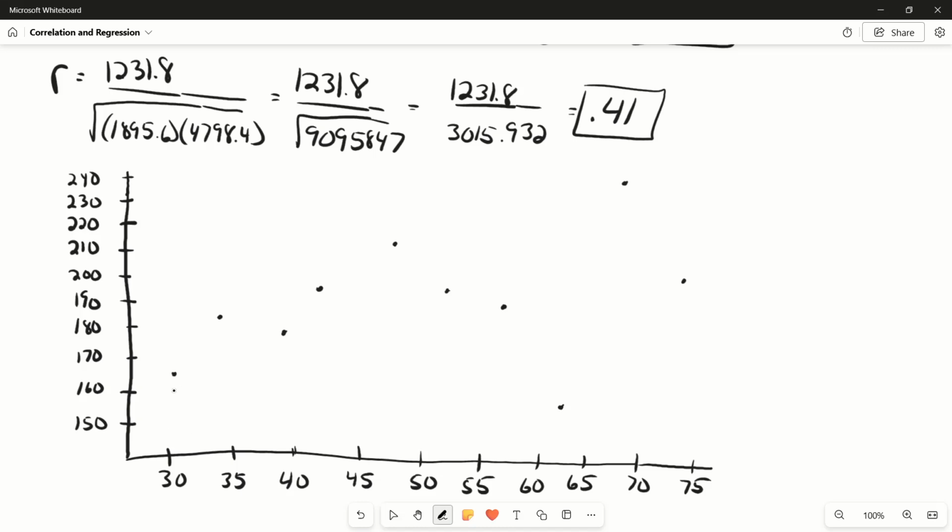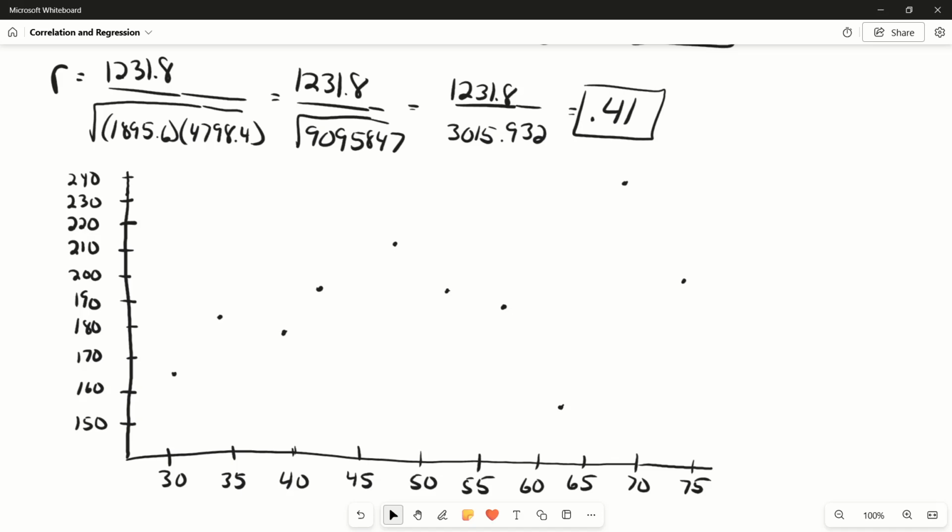As you can see, there is a positive line. If I drew a line that best fits these points, the line would have a positive slope. You do have this point down here, which is kind of pulling it down, and this point up here is kind of pulling it up. So we got about 0.41, which is a moderate positive correlation. If I drew the line here, it'd be like that. So that's the scatter plot.